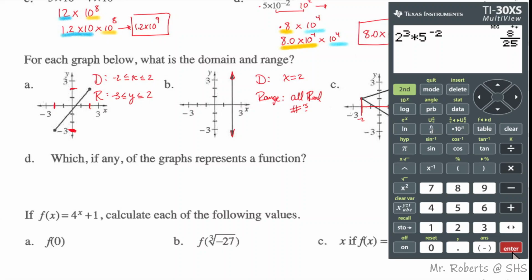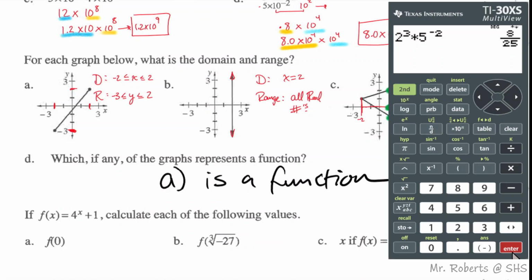B is not a function because no matter what you give it, x is going to be anything. When you give it x is 2, y could be anything you want. And C is not a function because I can clearly see that there are values of x, like this value of x right here, that clearly have 2 different y values, so that's not a function. But A is a function, because in A, each value in the domain has no more than one value in the range. So it is a function.